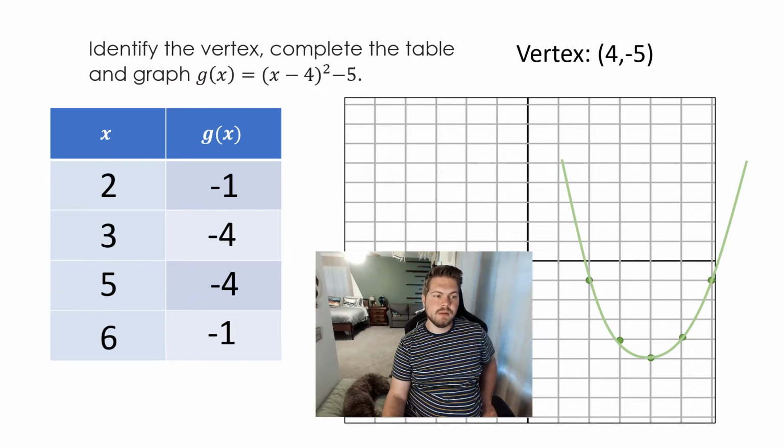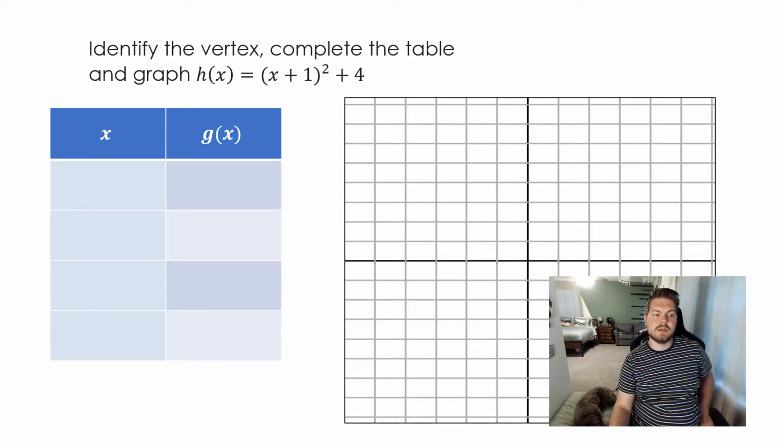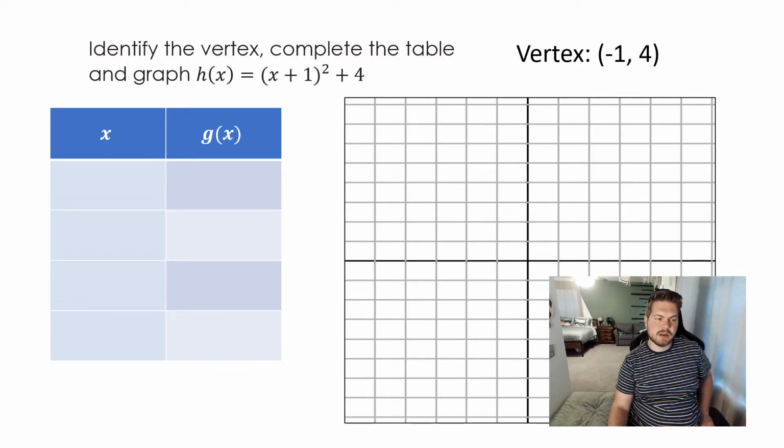So let's move on. So now we have x plus 1 squared plus 4. So hopefully you can guess what the vertex is. So since this is plus 1, the vertex is minus 1. So minus 1 plus 1, and then we're left with 4. So negative 1 and 4. All right, so we're going to plug in some x's. You'll notice I mostly go with x's that are kind of around the vertex.